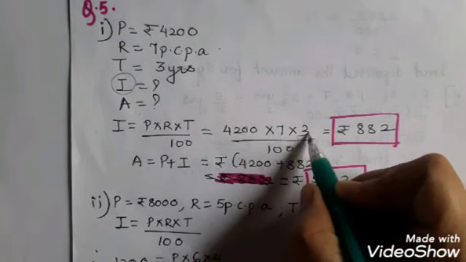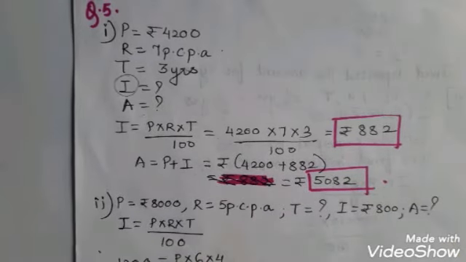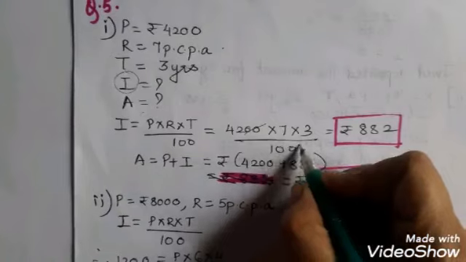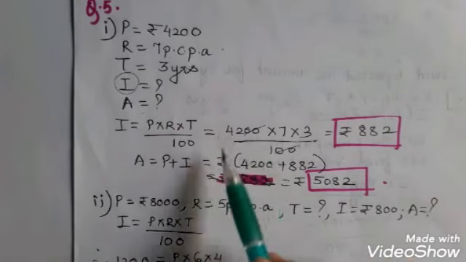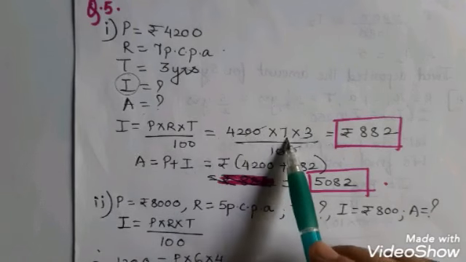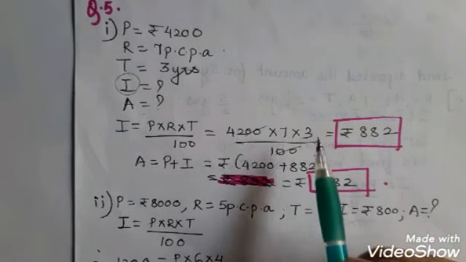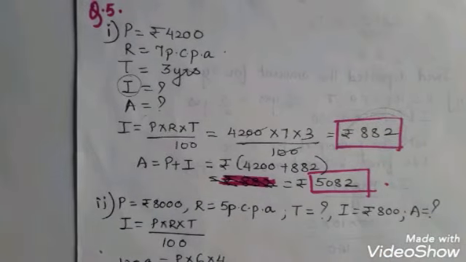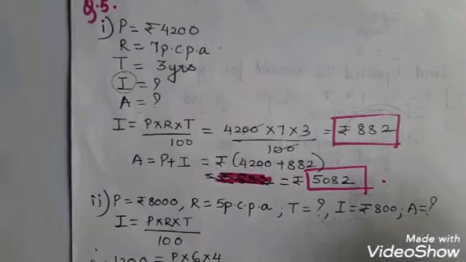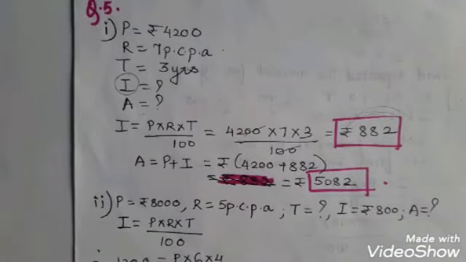So that means which is equals to P is 4,200 multiplied by R is 7 multiplied by T, which is equals to 3 upon 100. So these two zeros and these two zeros get cancelled. So that is equals to, you multiply 42 sevens are, whatever answer you get, you multiply it by 3. So you get the answer of interest as rupees 882. So the interest is rupees 882.